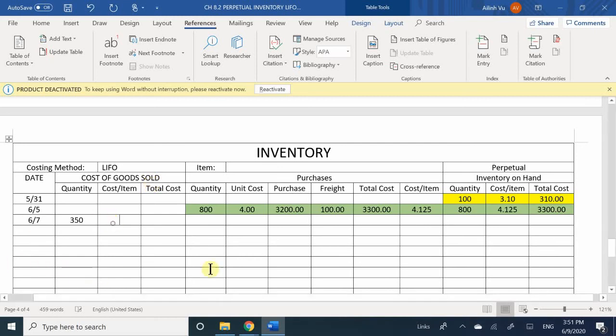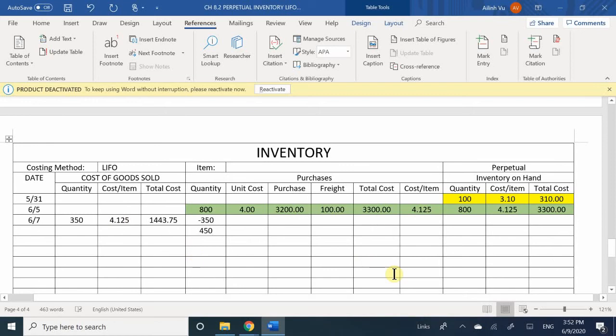So that cost me $4.125. Can someone go ahead and calculate that for me? 1,443.75. 1443.75 is correct. And now that we know that we don't need to add or subtract anything here, it's all in one batch, so we can go ahead and subtract the 350. So 800 minus 350 is going to give you how much? 450.